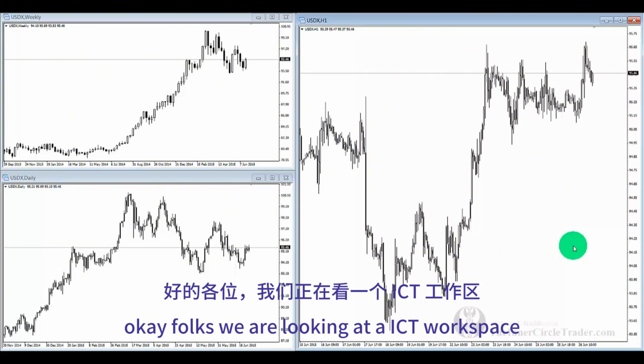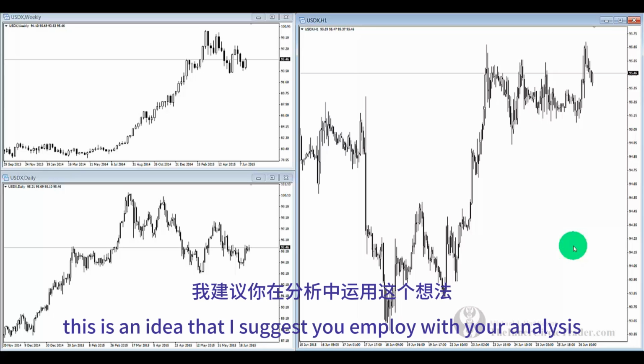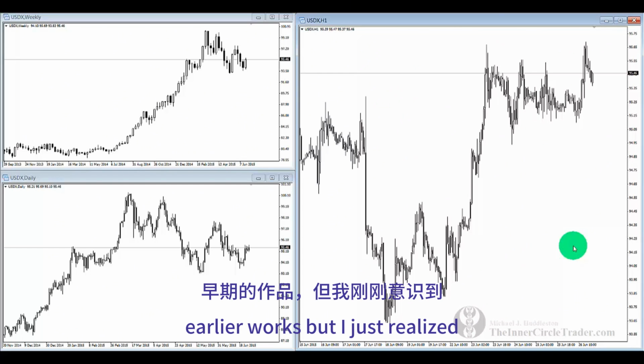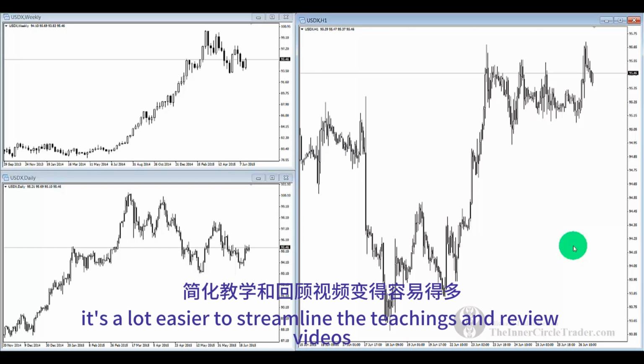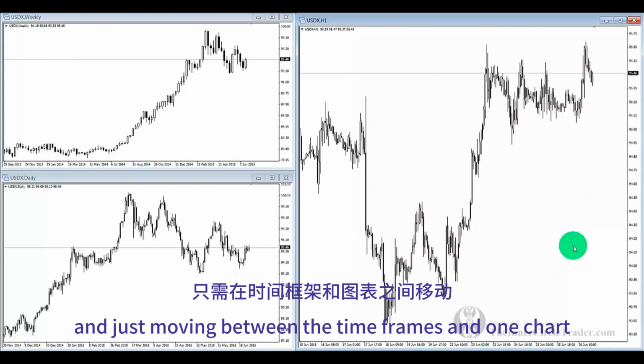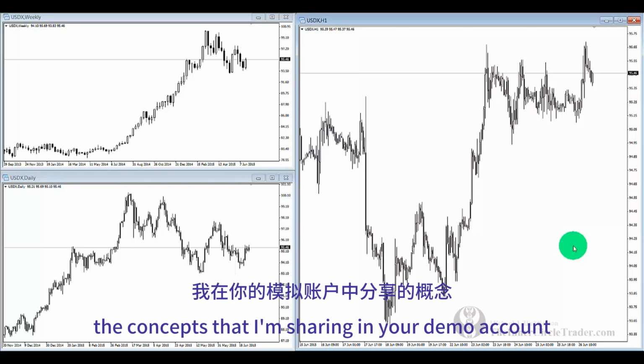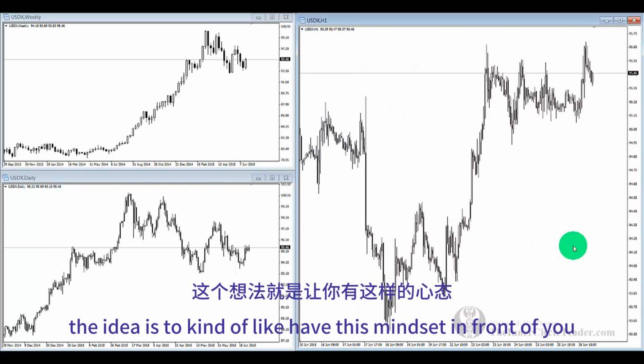Okay, folks, we are looking at an ICT workspace. This is an idea that I suggest you employ with your analysis. And it's something that you've seen a couple times in my earlier works, but I just realized it's a lot easier to streamline the teachings and review videos working with just one chart and just moving between the time frames on one chart. But as you're developing and learning the concepts that I'm sharing in your demo account, the idea is to have this mindset in front of you.